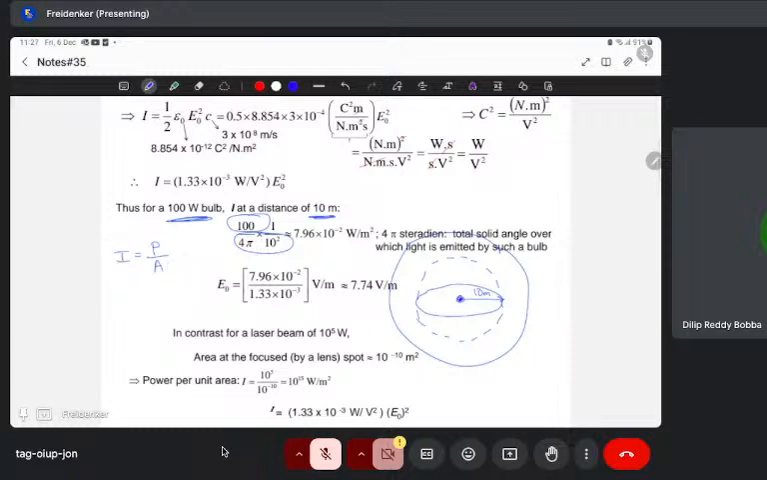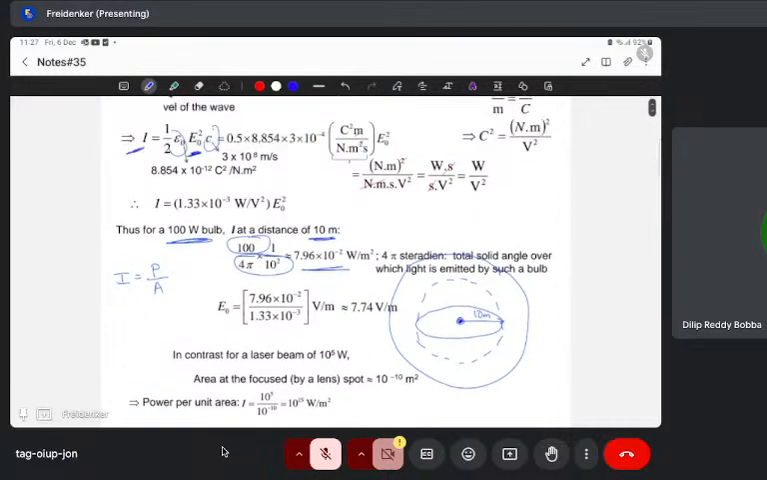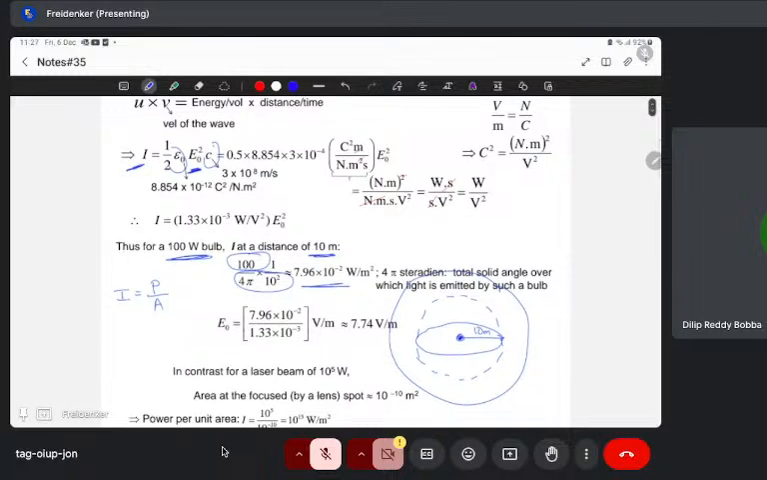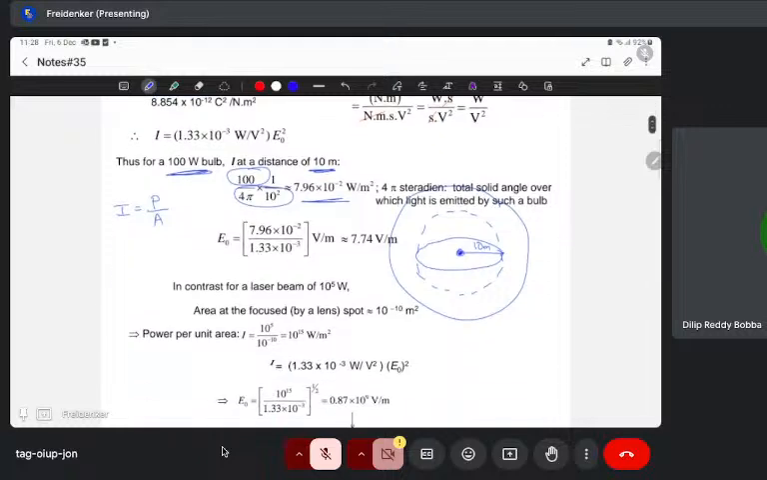So the area of this sphere is 4 pi r square. So power by area is this much. This will give you the intensity. And if you know the intensity, we know how to find the electric field. So intensity we have, epsilon naught we know, C we know, so we can find the amplitude approximately. Because this intensity is actually average intensity, but we'll just call it intensity, because this is the average energy density. Fine.